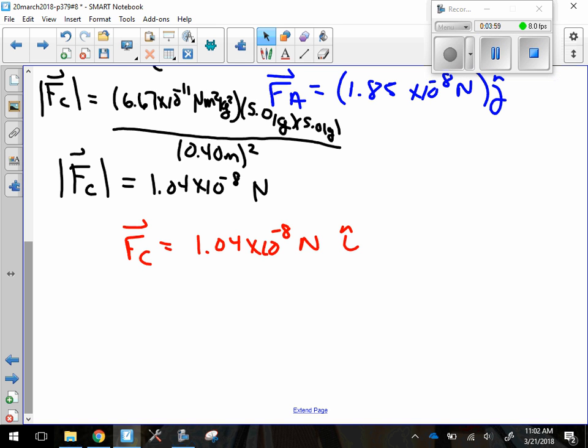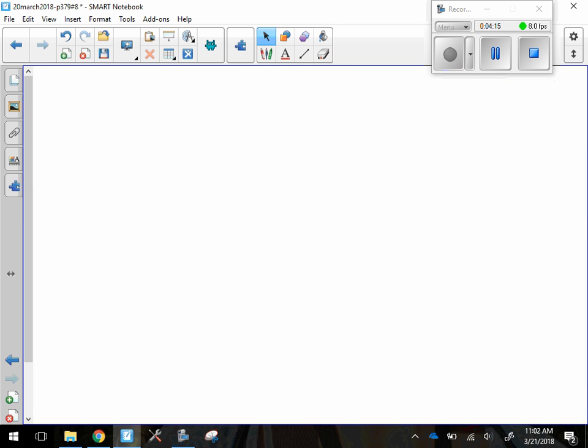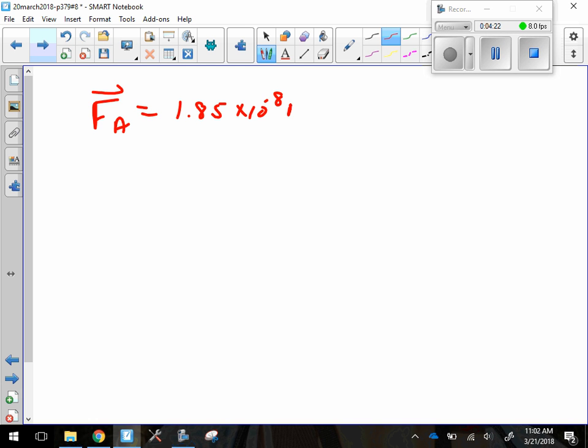Page 379. So we need to find the magnitude and direction. And what we've really found here are the X and Y components of the net force. Okay, so we've got FA was 1.85 times 10 to the negative 8th newtons J, and FC was 1.04 times 10 to the negative 8 newtons I.